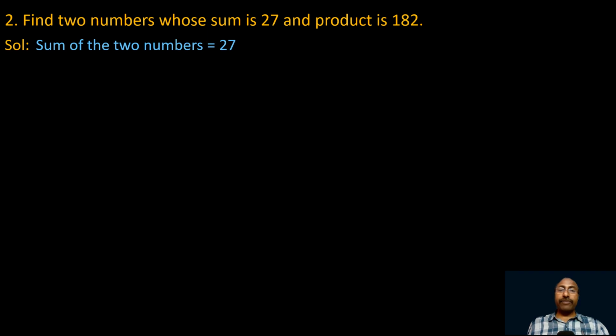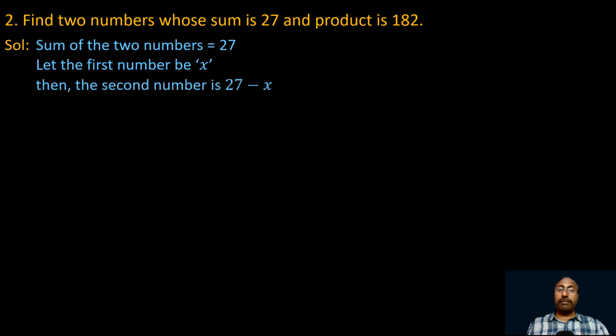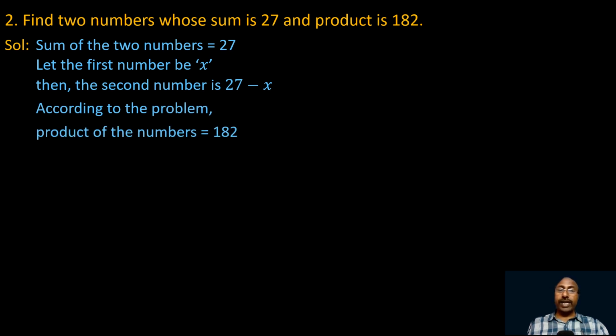So here it is given that the sum of the two numbers is 27 and we need to find the two numbers. Let the first number be x, and as the sum of the two numbers is 27, the second number is 27 minus x. Sum of two numbers is 27 and we have taken the first number as x, then the second number is 27 minus x. And according to the problem, the product of the two numbers is equal to 182.